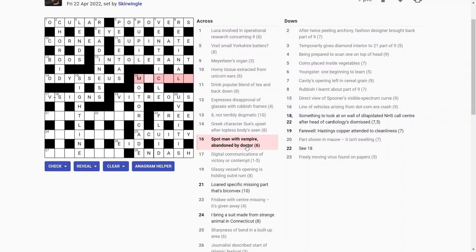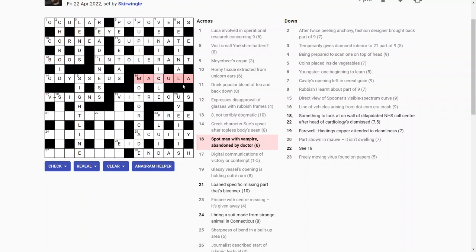With vampire abandoned. Dracula? Dracula sort of fits. Oh, vampire abandoned by Dracula. Dracula without the DR. That looks plausible. What is this, though? Oh, it must be A. So Dracula, without the DR, gives us acula, and then man is M, is it? And this whole thing must mean spot, macula.